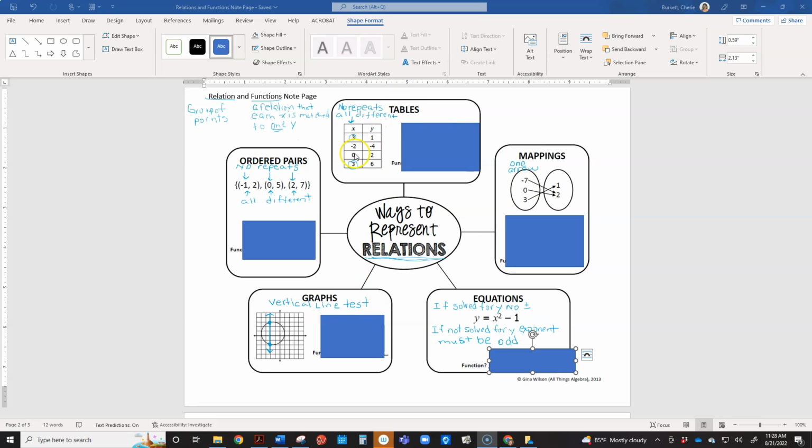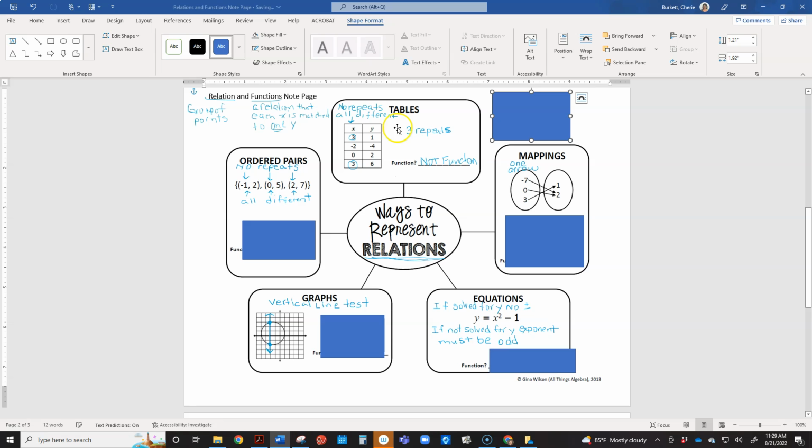When you're looking at tables, you're looking to see if your x values repeat. Here we have these x values repeat. This 3 maps to 1, this 3 maps to 6, or is matched with. The 3, which is an x value, is being repeated and it has two different y values. So for this one, we would say it is not a function because the 3 repeats. Same idea here for the mapping. The only difference is with the mapping, we're looking at the arrows.